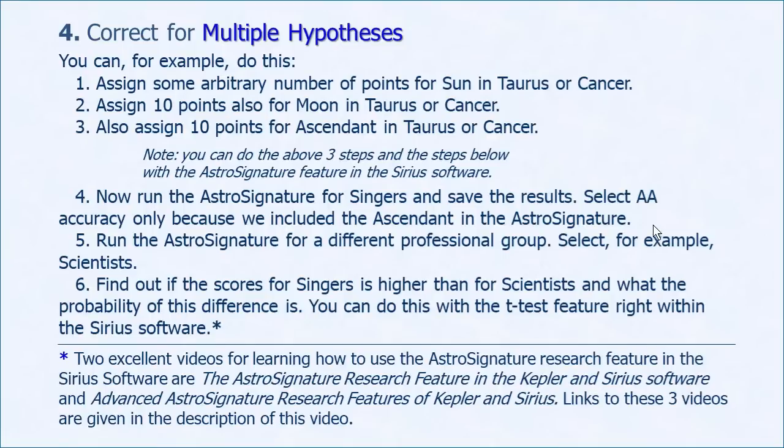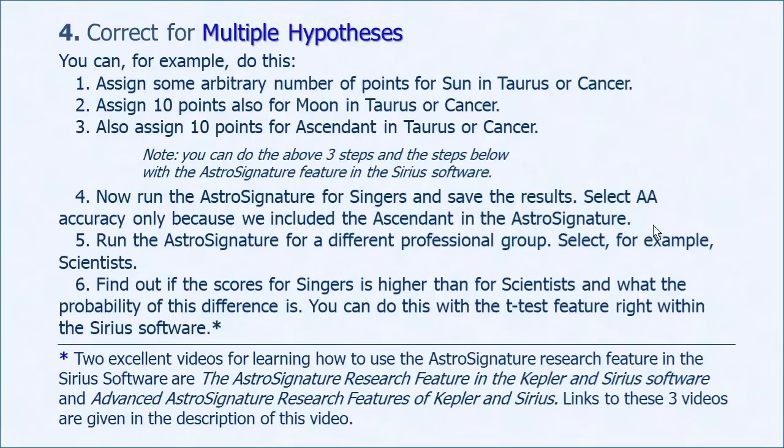You can save that to file, and then there's a statistical test. It's called a t-test. It's included right in the Sirius software. You don't have to go outside the program. It's right there. You just tell it to compare the two groups. It'll compare them, and it'll tell you what the probability is of the scores being different from each other.